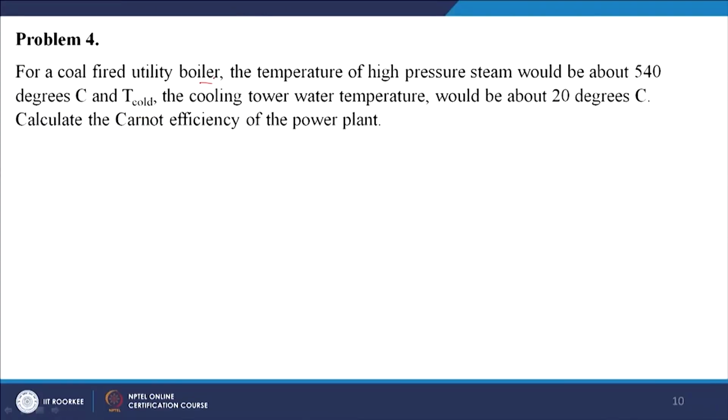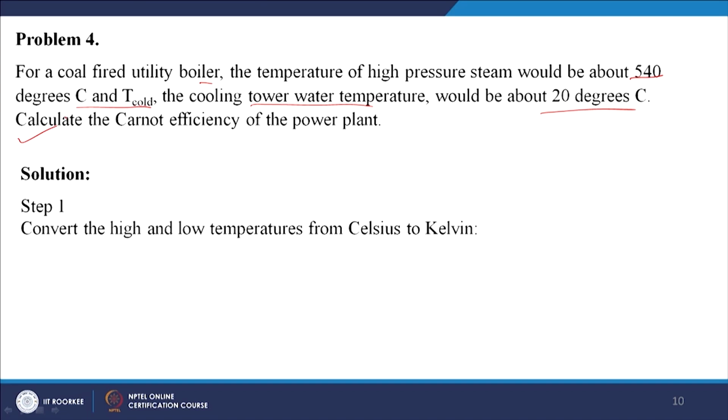Now, our problem statement is: for a coal fired utility boiler, the temperature of high pressure steam would be about 540 degrees centigrade and T cold, the cooling tower water temperature, would be about 20 degree Celsius. Then calculate the Carnot efficiency of the power plant. And they are very simple.